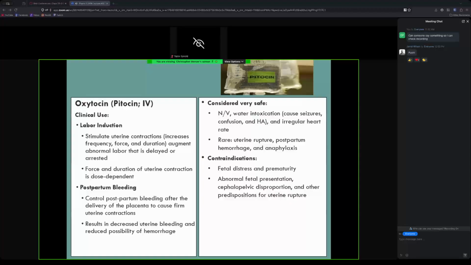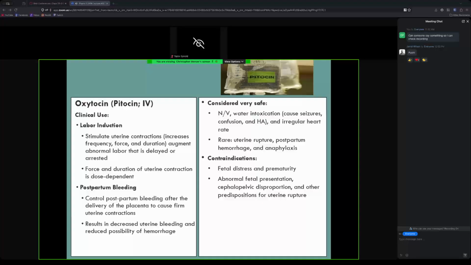We're usually going to do that when the labor is delayed or if it arrests, so that we can get some oxytocin on board to help stimulate those contractions of the uterus, increasing force and frequency. The response is dose dependent, which is why it has to be carefully titrated with continuous fetal monitoring.